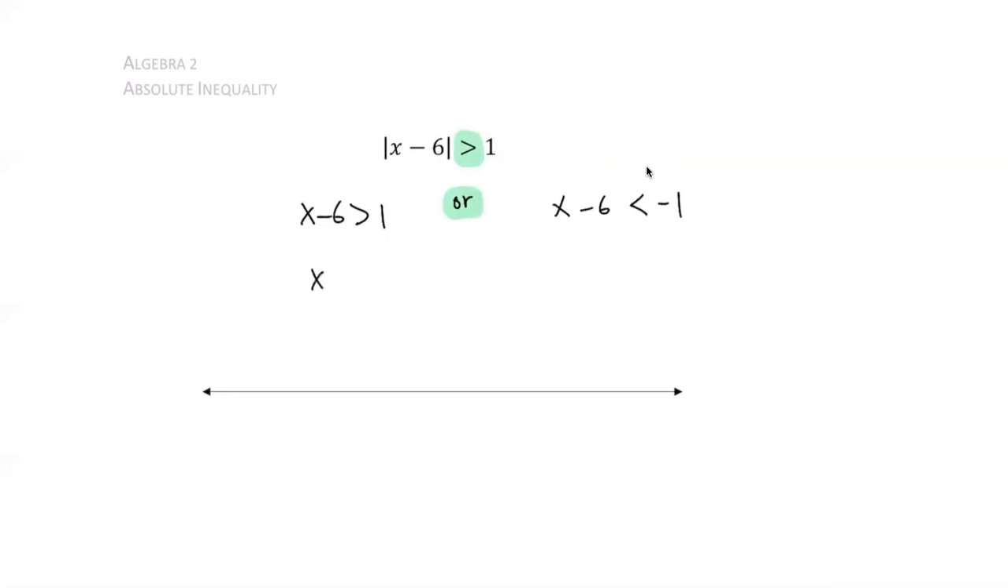So we say x, we're going to add 6 on both sides. So we have x is greater than 7. And then we're going to add 6 on both sides on the right-hand side branch. We have x is less than 5. So we have a 5 right here and a 7 right here. And then we will go ahead and draw the number line.